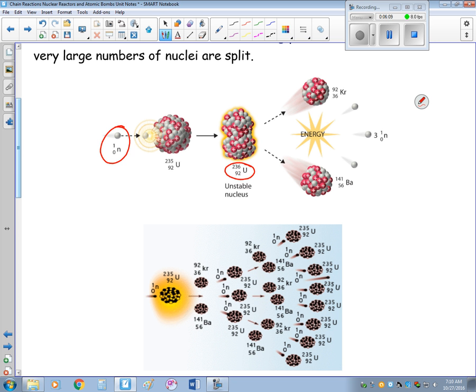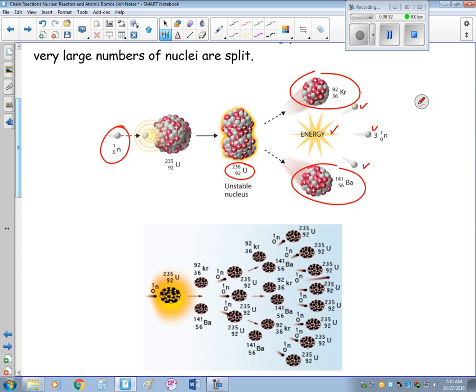So when this uranium-236 goes through fission, we get our daughter nuclei. Krypton-92 and barium-141 are two possibilities. We also get a lot of energy. And then notice we get somewhere in the neighborhood of 2 to 3 neutrons. Sometimes it's 2, sometimes it's 3.